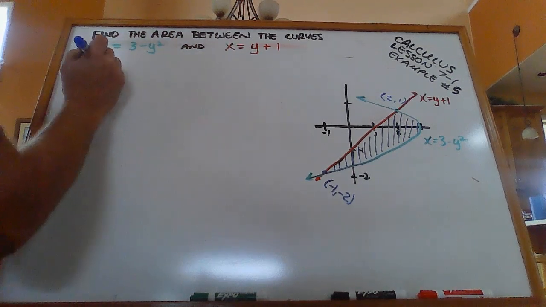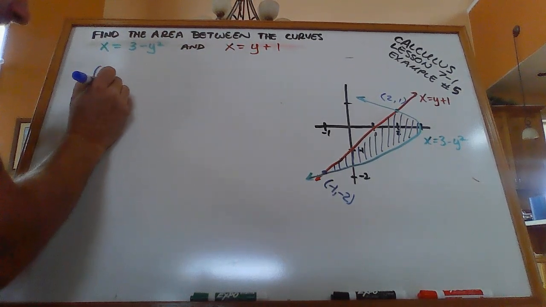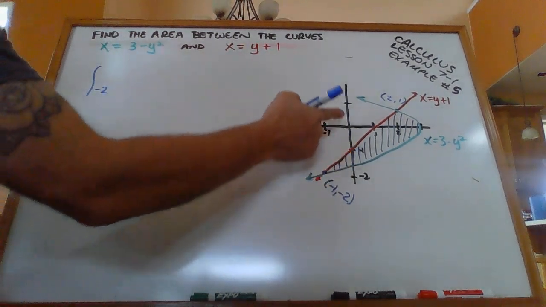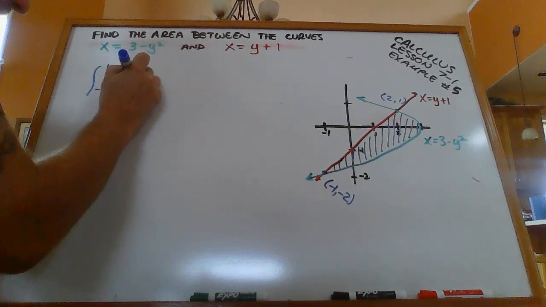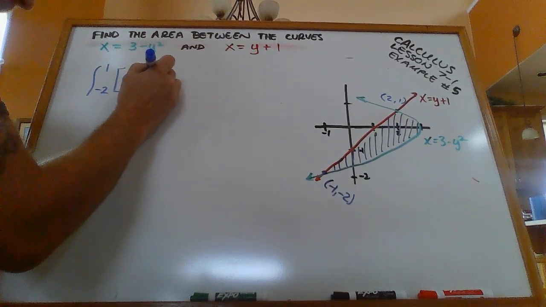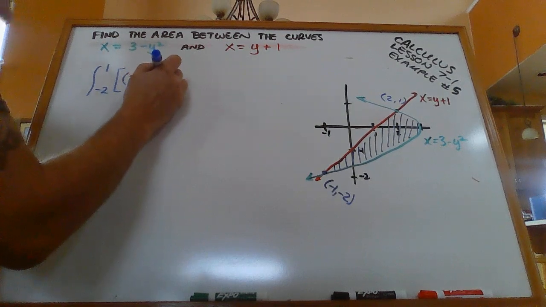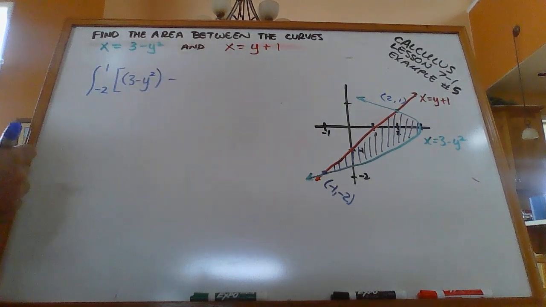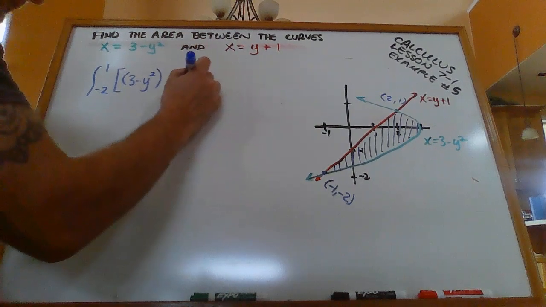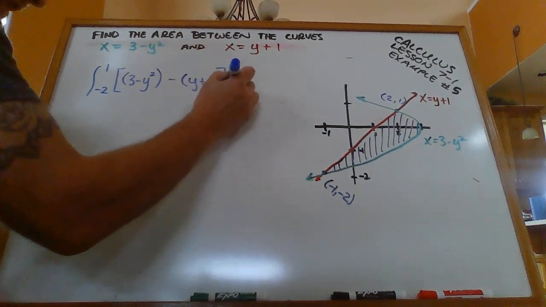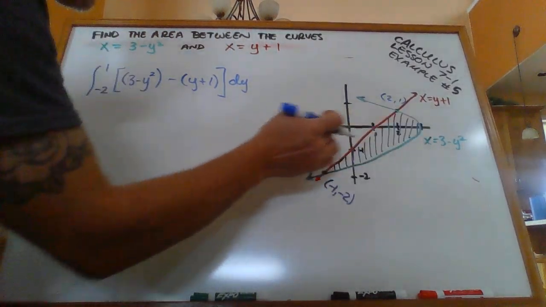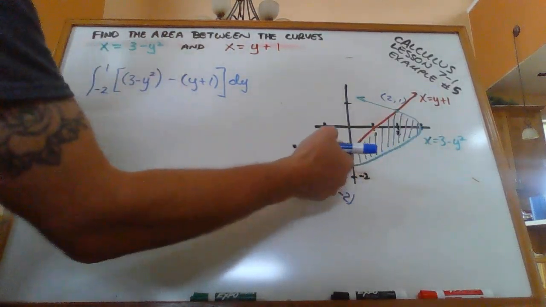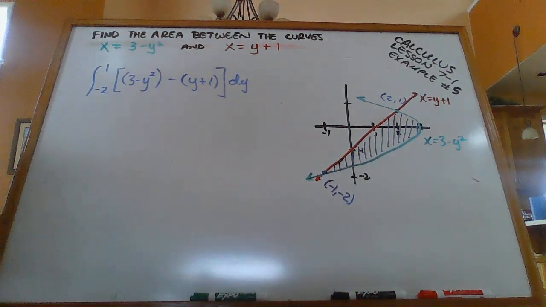So we are going to find the integral from -2 to 1, and we're going to use 3 minus y squared minus (y plus 1), dy. We're going to look at this kind of sideways. We're going to tilt it this direction. This is going to be up. So we're going to take the green curve and subtract the red curve. And now it's pretty much exactly the same as all the rest.